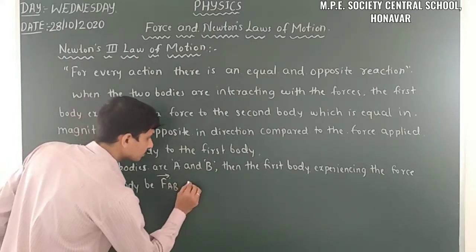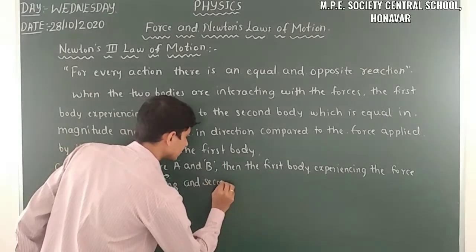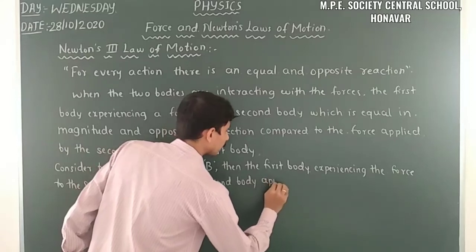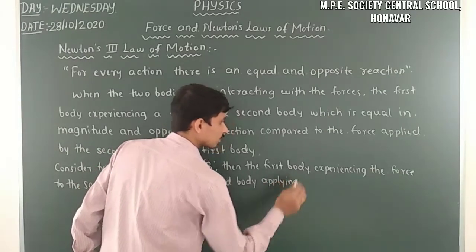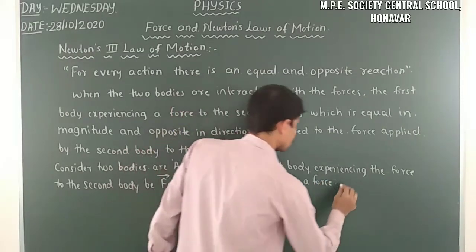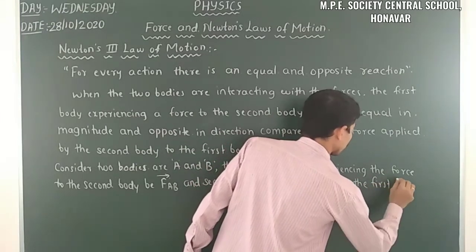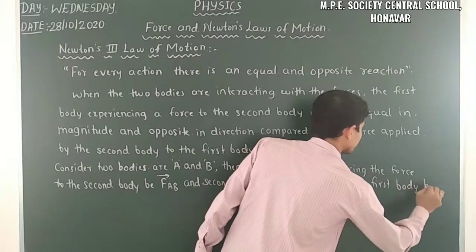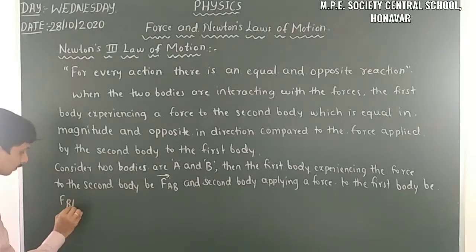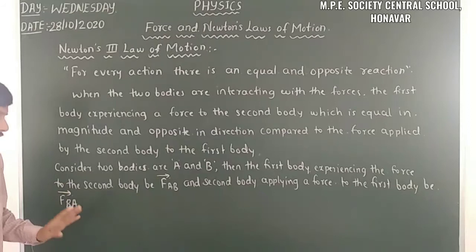FAB, and the second body applies a force to the first body, FBA. So let us take this one as FBA. I will take a vector mark here, that is an arrow mark.